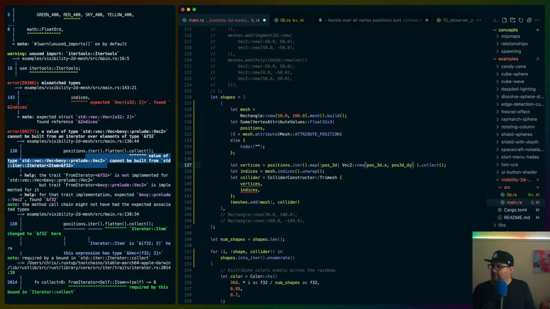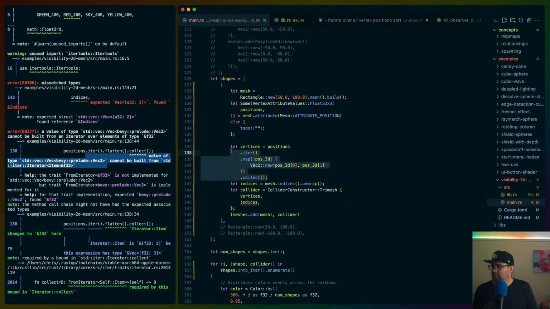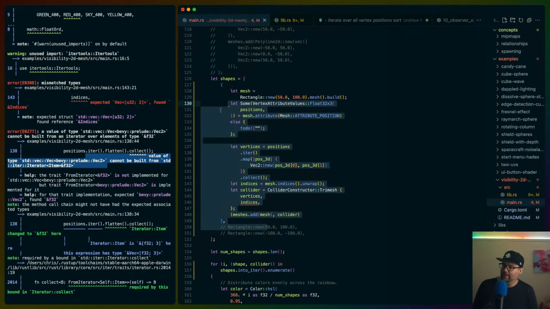I always find it really hard to type with the inlay hints on. Right, these aren't X and Y, these are 0 and 1 because we're working with an array. Come on, VS Code. And they're array indices. What am I doing? Cool, so this is going to be a vec2 of those vertices for every shape. This only happens once, so not worried about it.